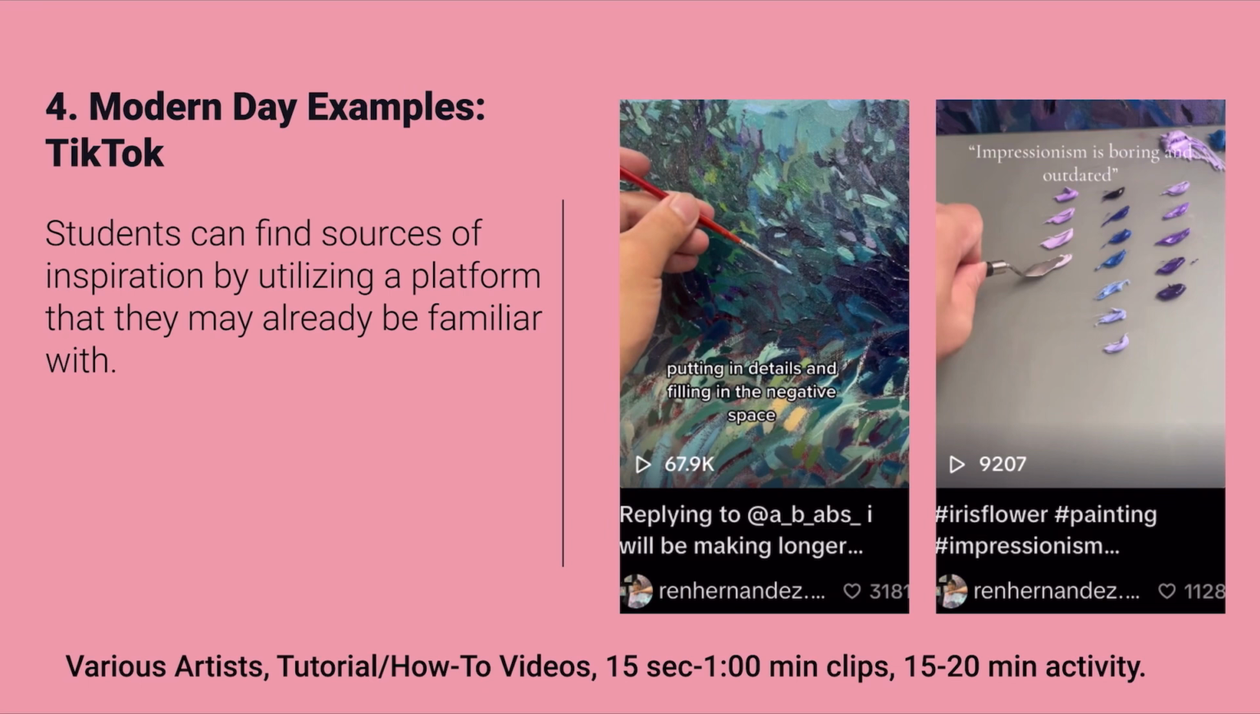And I think it's a really great tool, and the fact that the videos are super short also keeps things moving quickly to the point where they can begin creating as soon as they're done finding their sources of inspiration. So I figure 15 to 20 minutes to allow my students to do research on their own.